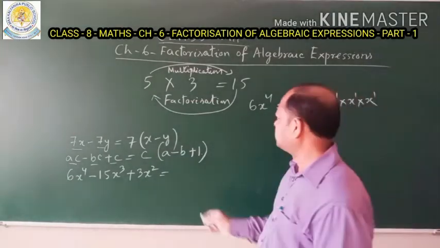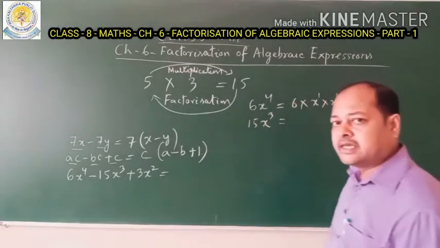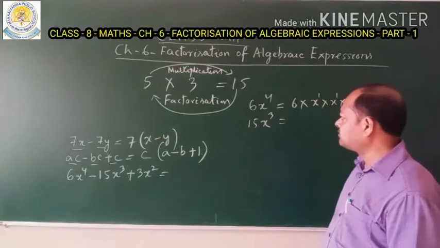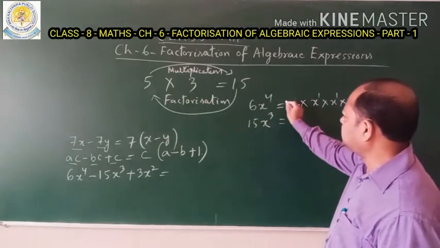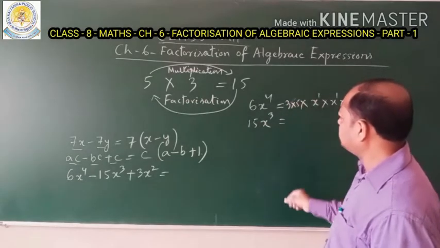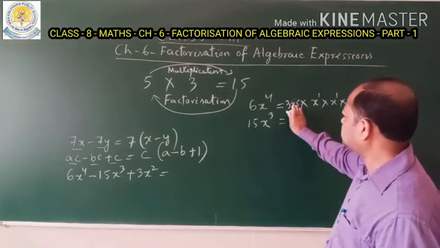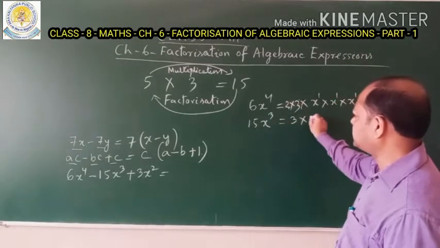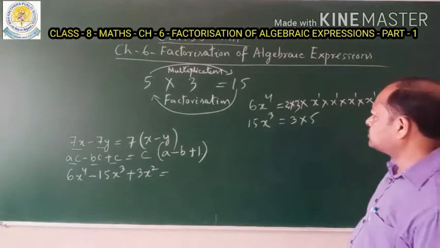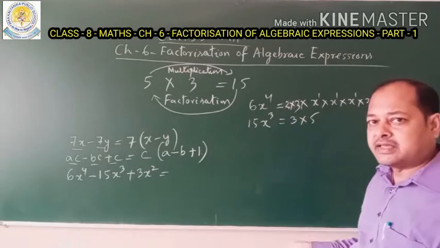Now look at the next term, that is 15x cubed. Here 15 can be further factorized as 3 into 5. 6 can be written as 2 into 3, and 15 can be written as 3 into 5. So these are prime factors. So you have to break the numbers into prime factors.